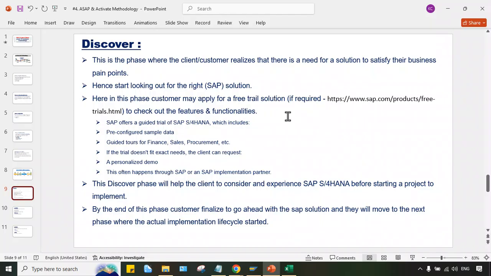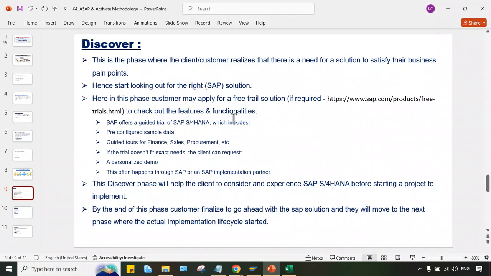Why did I say if required? Sometimes the client has already determined that they have to go for SAP itself, because they have seen the functionality somewhere. So they know there is no need to go for the trial. We have to go for SAP directly. This is what is decided, 100% decided. So if required, they can go for a free trial, and if not needed, they can simply go for implementation itself. They will check the implementation partner. It could be TCS, IBM, Wipro, Infosys, as I said. They can go for direct implementations.